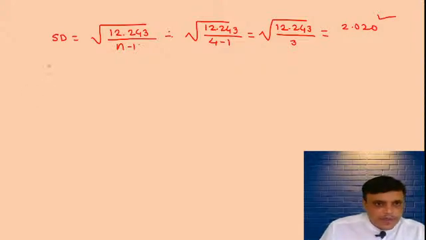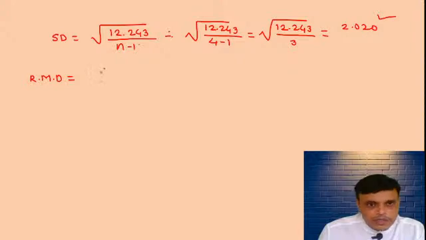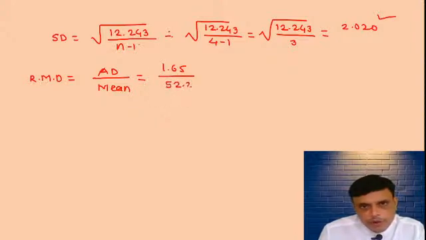Last we will calculate relative mean deviation. Relative mean deviation means average deviation divided by mean. The average deviation we got was 1.65 and the mean was 52.25. If you multiply it by 100 it will give the result in terms of percentage. So how much is this value? This value will come 3.